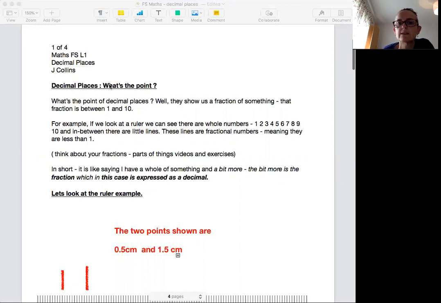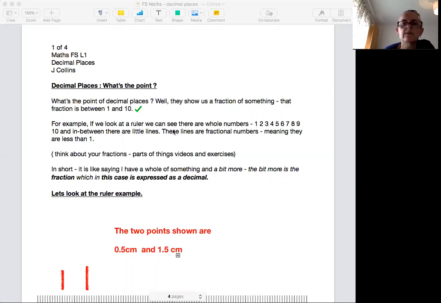Okay, decimal places. What's the point of decimal places? Well, they show us a fraction of something. That fraction is between 1 and 10. So I've got a little thing there. For example, if we look at a ruler, so if you can get a ruler now, I've got one here, but if you get one, it's even better.